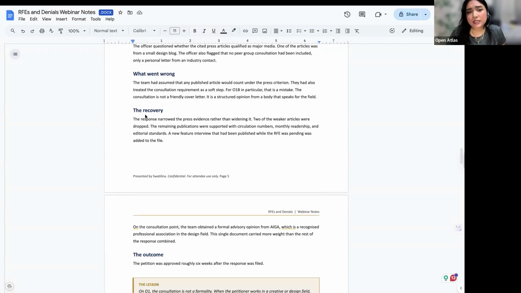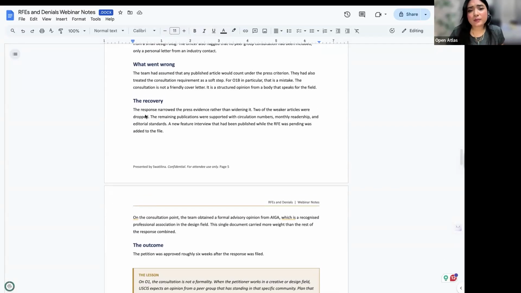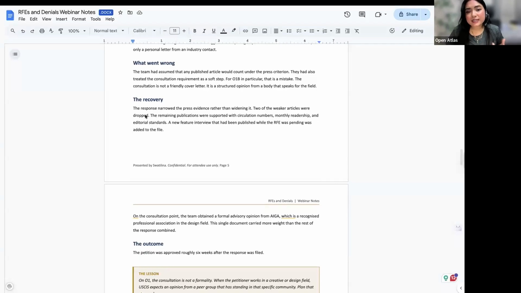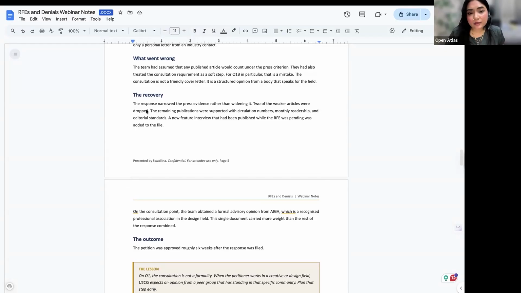What went wrong? They assumed that any published article would count under the press criterion, as I said. They had also treated the consultation requirement as a soft step. For O1B in particular, that is a mistake. The consultation is not a friendly cover letter. It is a structured opinion from a body that speaks for the field. So in O1B, you can be very short but very precise. The response narrowed the press evidence rather than widening it.